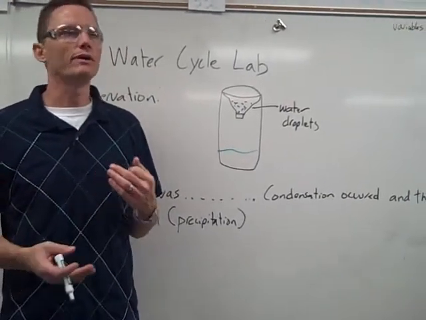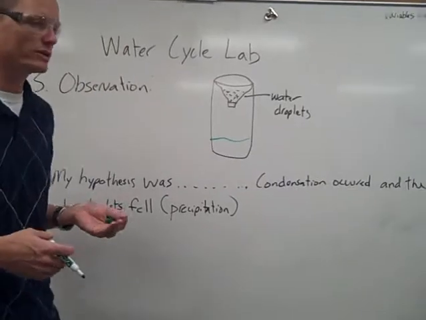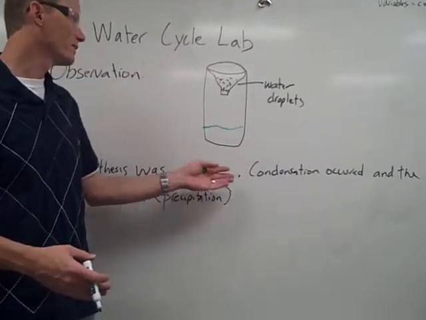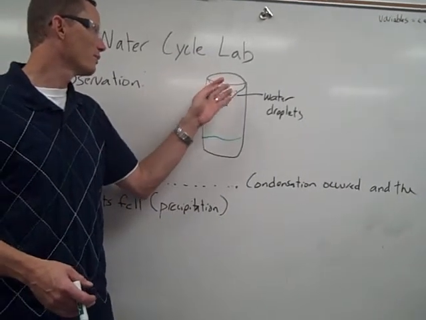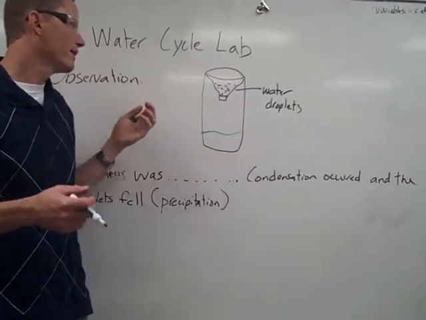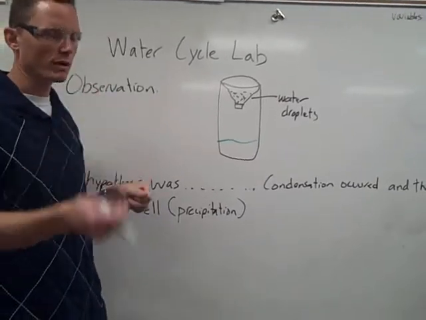So right now you would want to say if your hypothesis was correct or incorrect, and then you want to have your conclusion, which is condensation occurred, the water droplets formed on the top, and then eventually precipitation occurred when the water droplets fell.